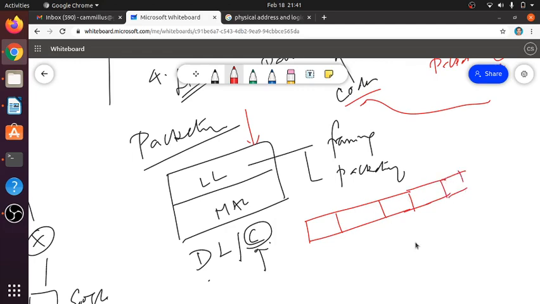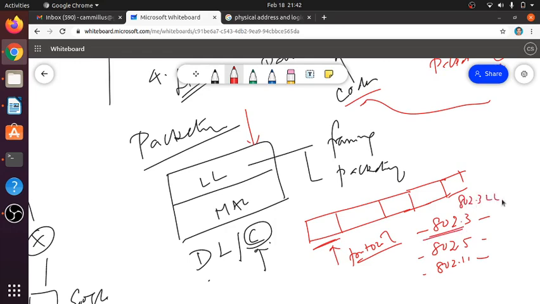It subdivides depending upon the packets coming in, and the size of the packet depends upon the protocol that I am using. There are multiple protocols. 802.3 is the IEEE standard for Ethernet, 802.5 is token ring, and 802.11 is wireless LAN. Depending upon the protocol I have deployed, the packets are subdivided into equivalent packets. The popular LL, if I am using Ethernet, is 802.3 LL. If I am using wireless LAN, it is 802.11 LL. This is the model that we normally use.